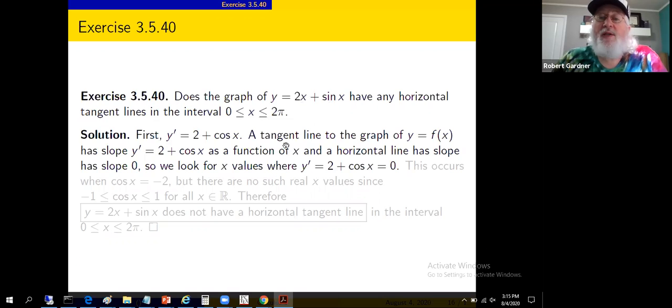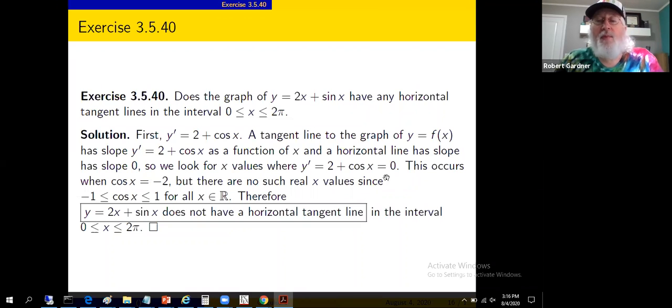There's the derivative. A tangent line of the graph of this function has slope y prime as a function of x. So here are the slopes of tangent lines. Horizontal lines have slope 0. So we're looking for values of x such that the derivative, 2 plus cosine x, equals 0. So we're really just solving this equation for x. That's translating the words into the math. This is the same as cosine x equals negative 2.